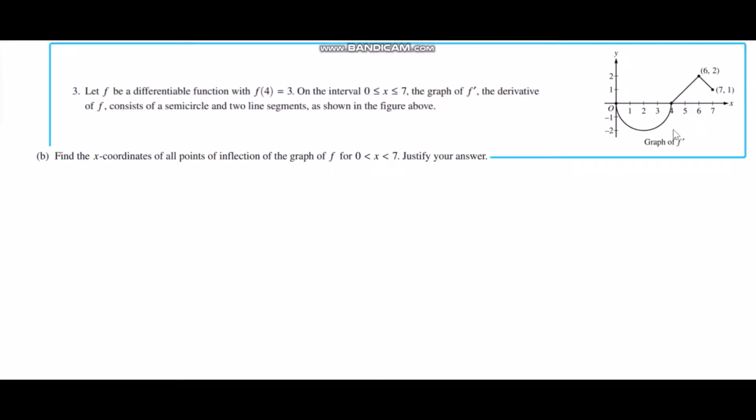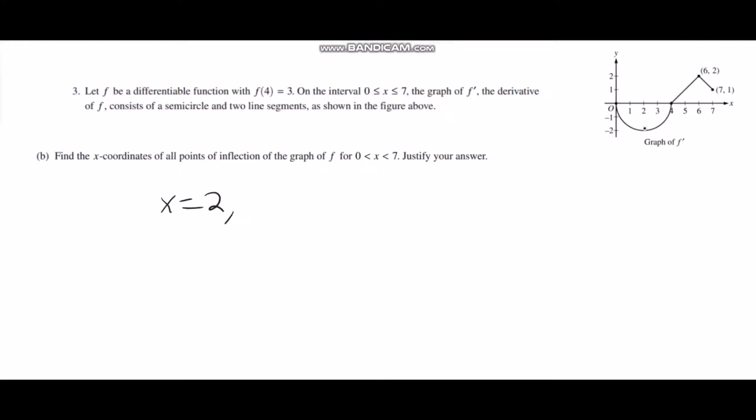So here's the graph of the first derivative, so let's look and see where the slope changes sign. So here the slope is negative, negative, negative, negative, and then positive. So at x equals 2, we have our first point of inflection, so we'll put that down. X equals 2. And then the slope is positive for a while and then negative. So we also have one at x equals 6.